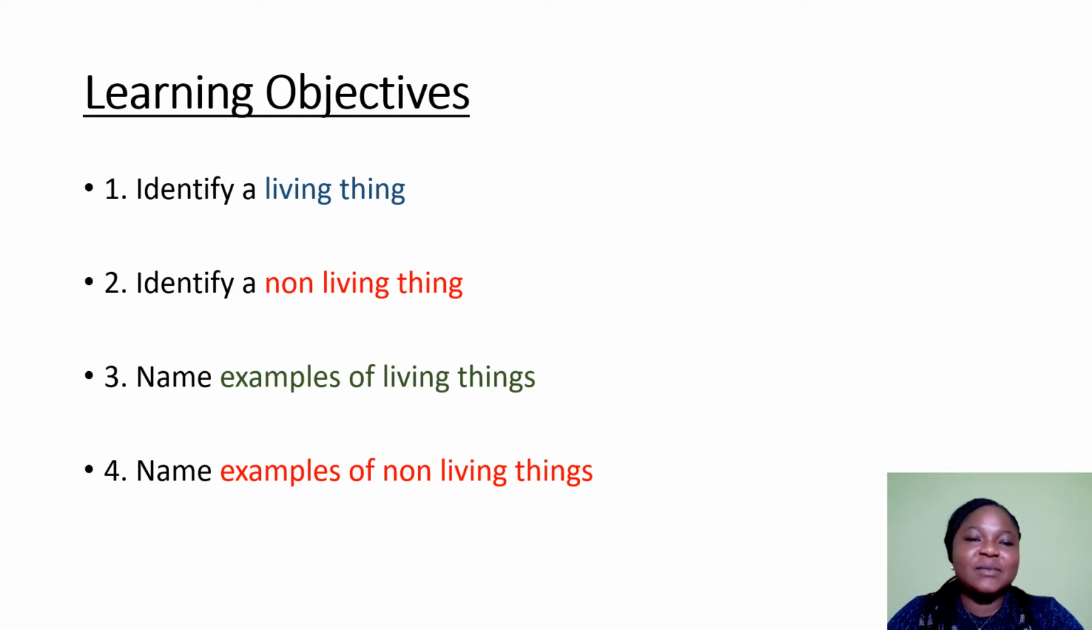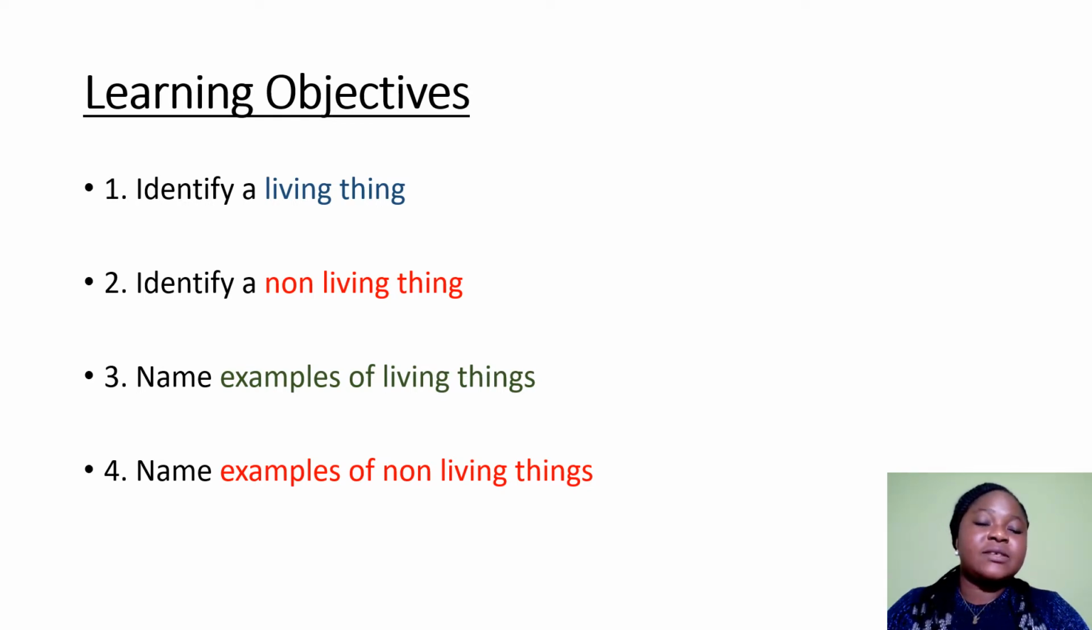Learning objectives. Our learning objectives for today. Objective number 1, identify a living thing. Number 2, identify a non-living thing. Number 3, name examples of living things. Then objective number 4, name examples of non-living things.